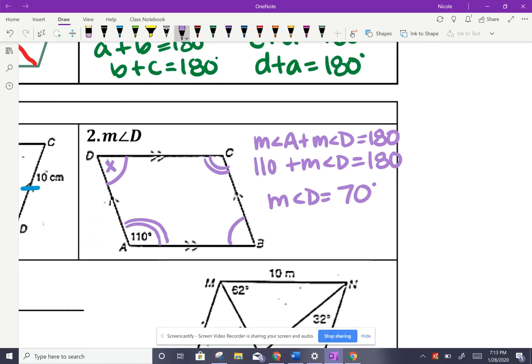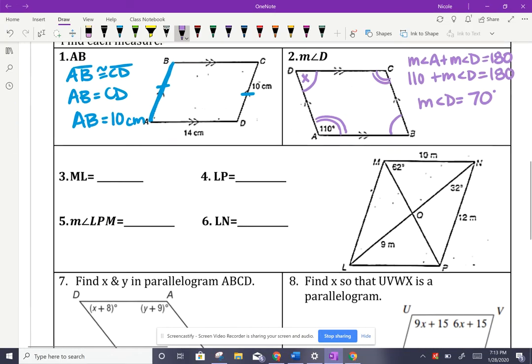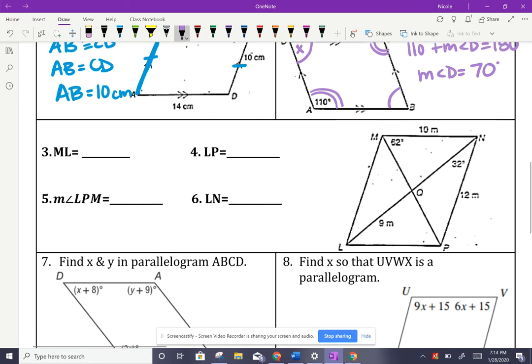Excellent. Let's knock out a few more examples here. All right, I've got lots of pieces of information to the right. So if you'd like, you can go through and mark what you know is congruent if you find that helpful or not. So I have these two sides.